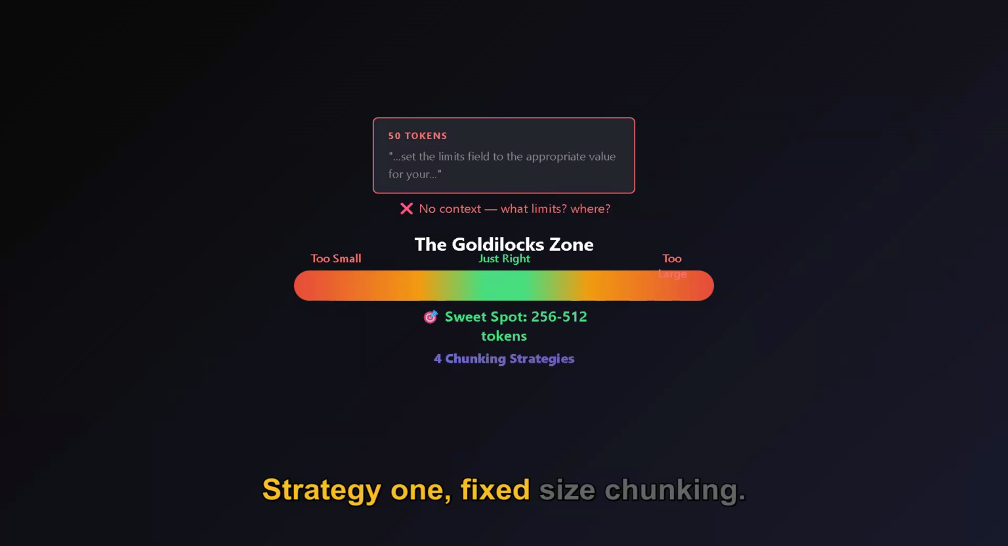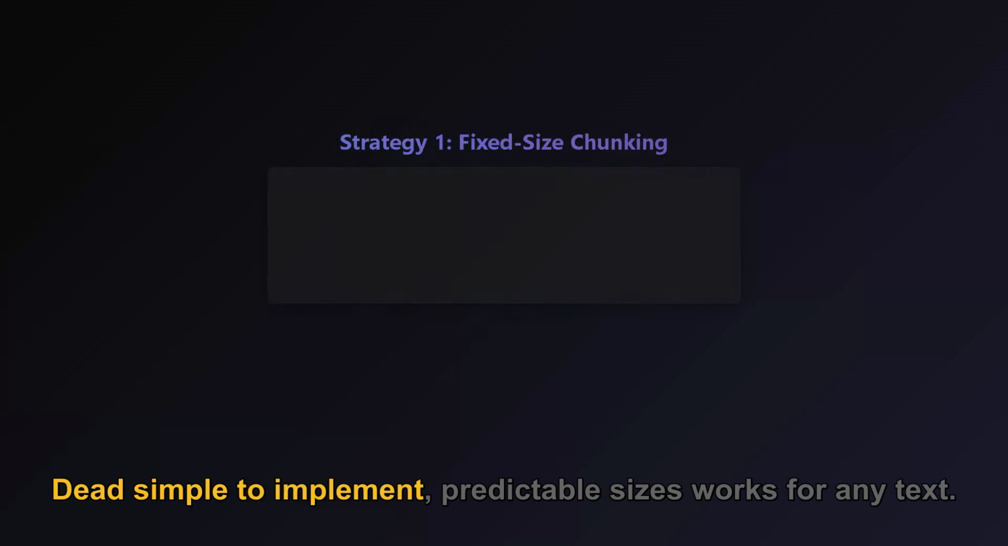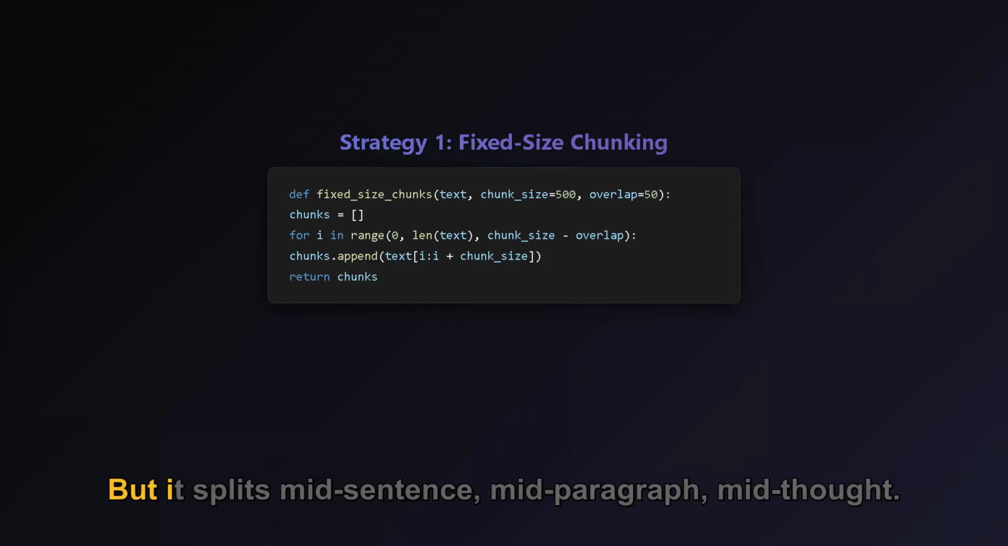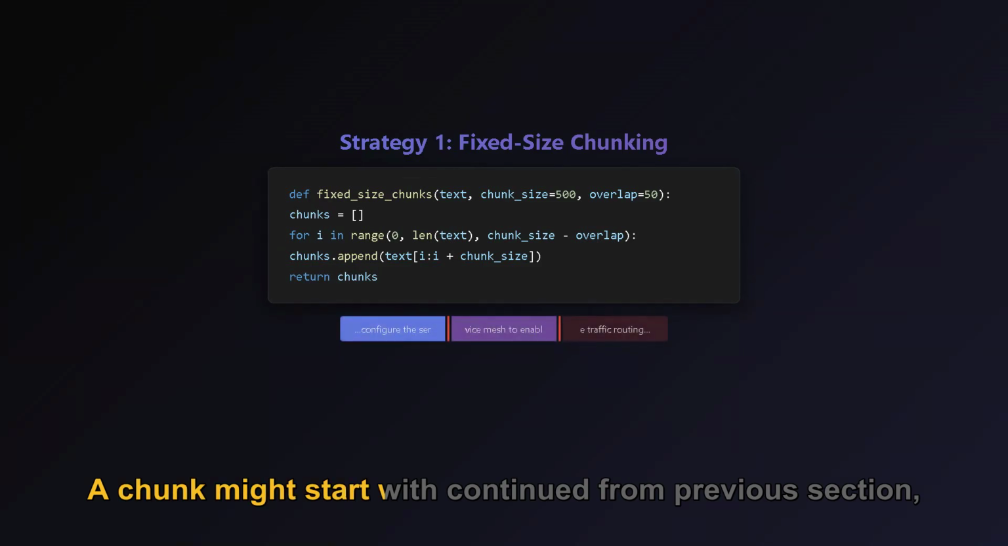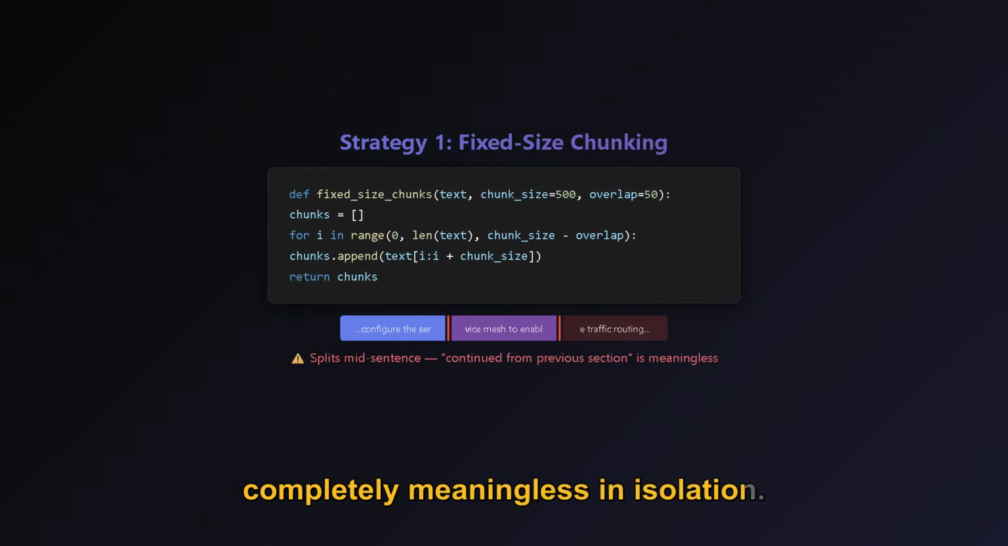Strategy 1, fixed size chunking. The simplest approach: split every n characters. Dead simple to implement, predictable sizes, works for any text. But it splits mid-sentence, mid-paragraph, mid-thought. A chunk might start with "continued from previous section," completely meaningless in isolation.